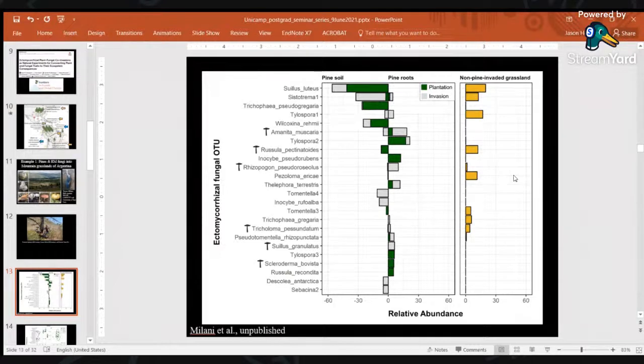One result I want to mention from this work is just to show, first of all, that Suillus luteus is in fact a dominant species in the system. This is showing species of ectomycorrhizal fungi down the left from pine soil, from pine roots, and from the grasslands that had not been invaded yet. And Suillus luteus is dominant in the soil and also in the spore bank of the grassland. Although interestingly, it is not found commonly on the roots of the pines. And so we do see domination by Suillus here, but also quite a few other species are important. And there are rare species as well that are not shown in this graph.